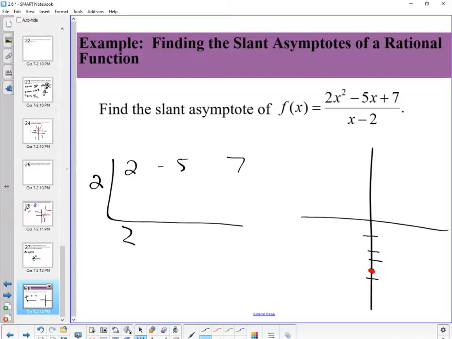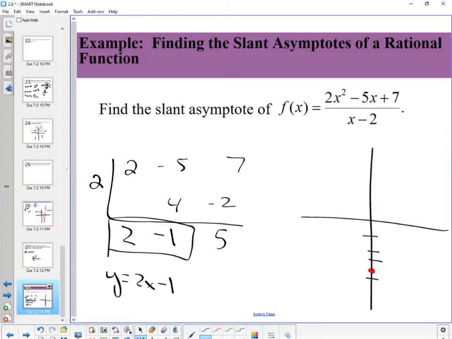And then I'm going to get 2, negative 5, 7. I've got 2. 2 times 2 is 4. That's going to give me a negative 1. That's going to give me 2. Negative, so I get 5. So this is going to become my equation of that line. So this becomes y equals 2x minus 1. The 5 is my remainder. You can throw that out. So negative 1, then I'm going to go up 2 over 1. That would be my oblique.